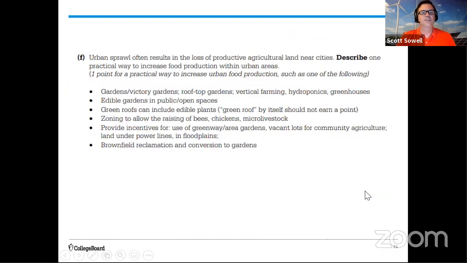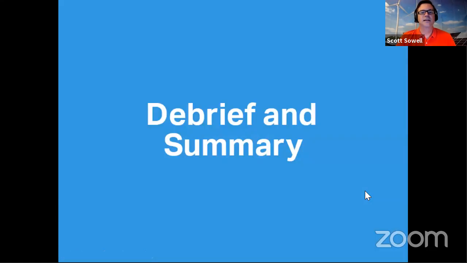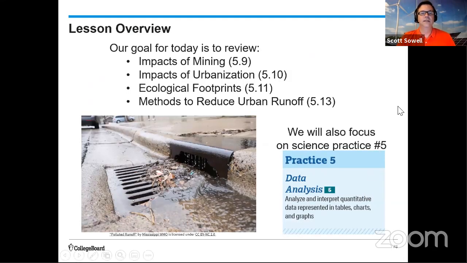All right, I'm going to jump through this for time's sake here and go to our summary. So we talked a little bit about mining, talked a little bit about urbanization, discussed what a footprint is, an ecological footprint, and then we looked at those solutions to reducing urban runoff. And several times today, we've looked at graphs and tried to interpret what those graphs were telling us about these problems.